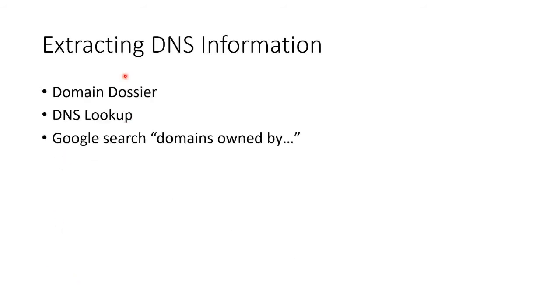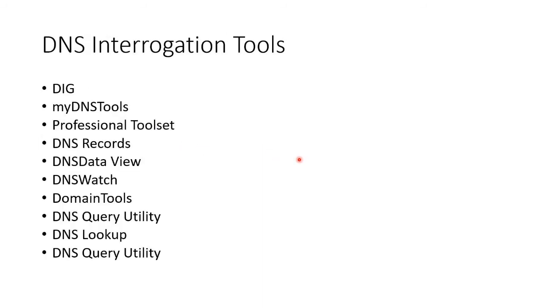There are other tools. DNS lookup, domain dossier. You can just simply do a Google search: domains owned by, and then some name. There are tools to interrogate DNS. Dig and MyDNS and Professional Tool Set, DNS Records, DNS Watch, Domain Tools, DNS Query Utility, DNS Lookup. So loads and loads of tools to interrogate DNS.